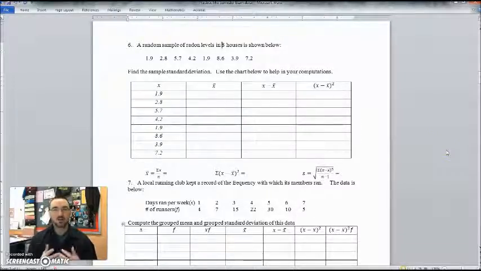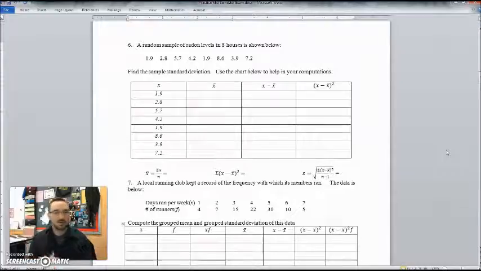What we're doing right now is going through the practice midterm that's coming up. The midterm is coming up this week, so we want to make sure that we review as much as we can. So in this video, I'm going to go through question 6, where we take a random sample of these radon levels.